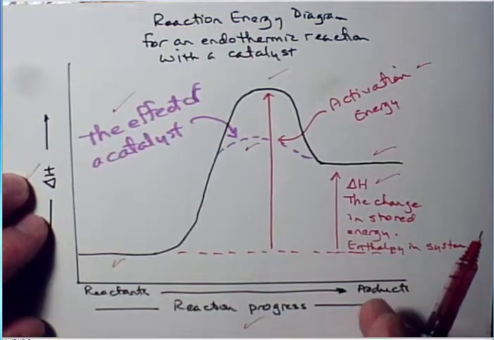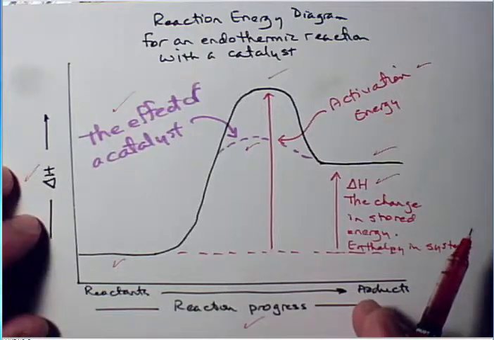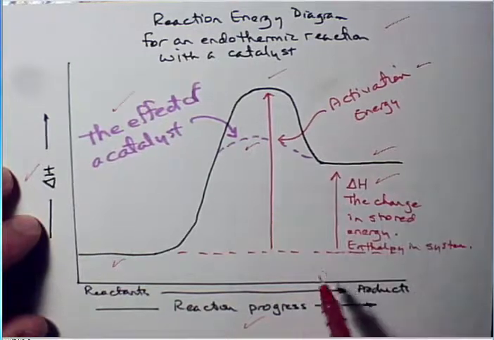Every graph has to have a title. You have to label it as a reaction energy diagram. You should label it for an endothermic reaction with a catalyst, but at least you've got to have a title up there. Okay, so that's your 10th point right there.